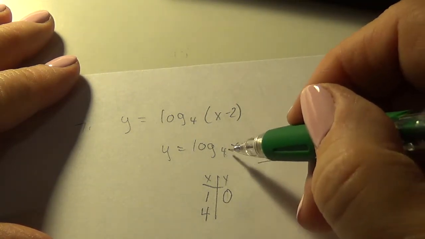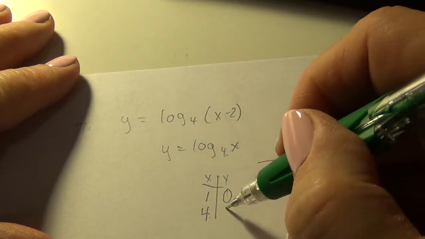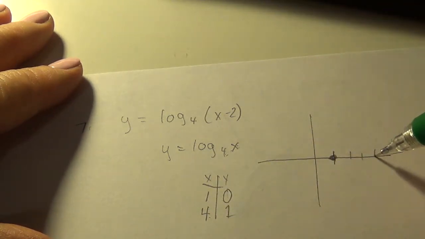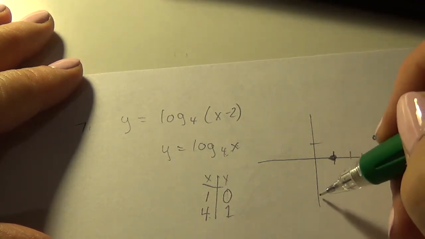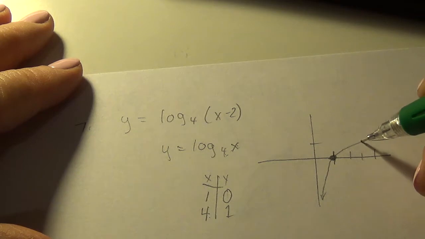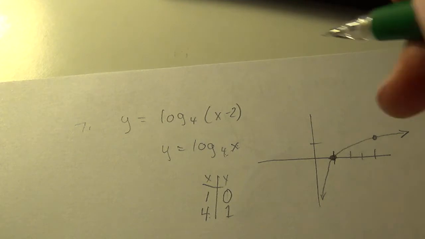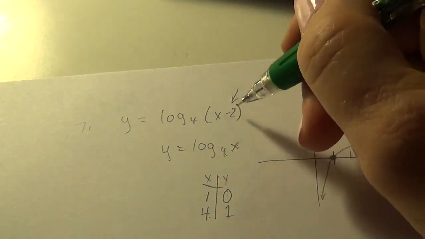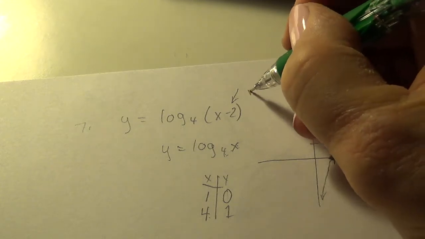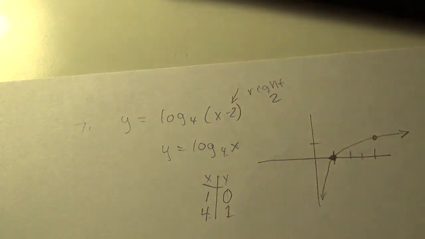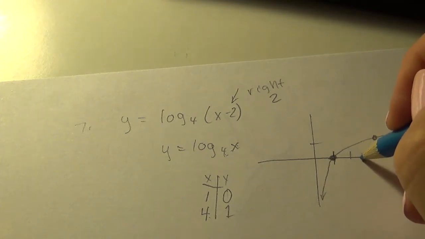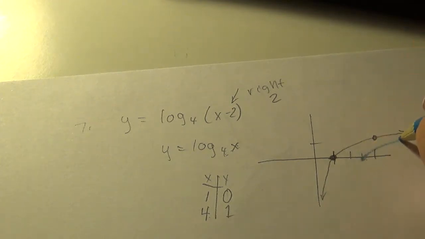And then what exponent do I give 4 to get 4? 1. So I go out 4 and go up 1. And you should recall that it tails off here and grows in this direction, but slowly. So how will that change when I put a minus 2 inside the argument hugging the x? That is a right 2. To the right, to the right, to the right. So it goes over here. All right, so of your answers there, it looks like it is letter D.